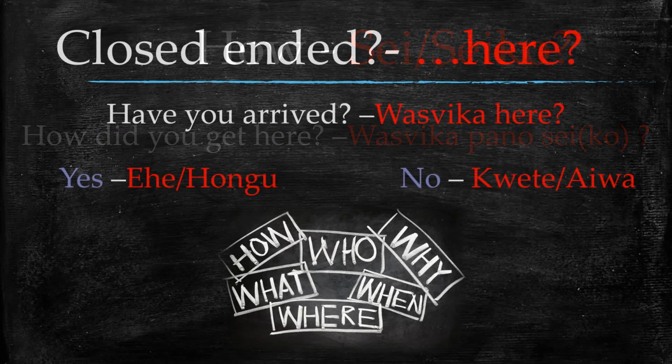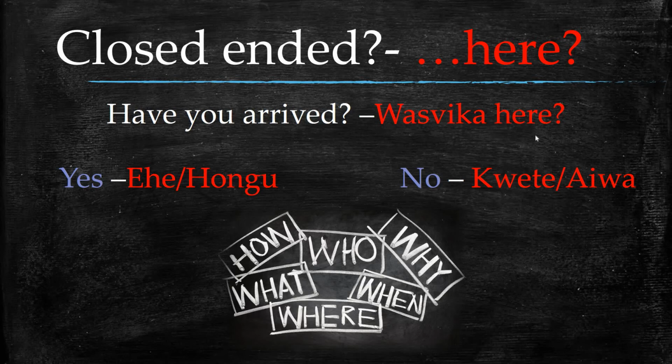And now let's go to closed-ended questions. These questions always end with this word here, and it's pronounced here, not here as in English. So if you want to ask someone, have you arrived, you say washika here. These dots mean that it's always at the end of the question.